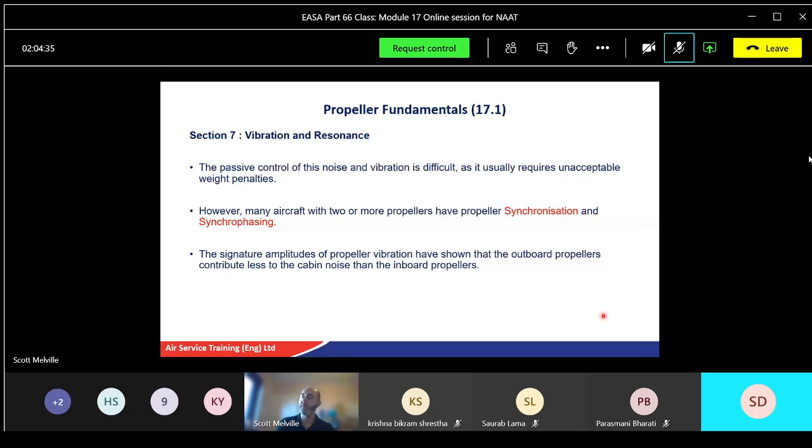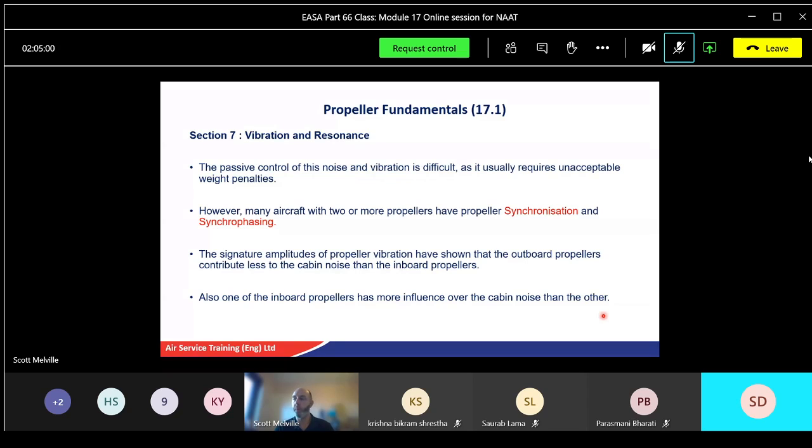The signature amplitudes of propeller vibration have shown that outboard propellers contribute less to the cabin noise than inboard. Strange enough, the engines that are further out don't give as much noise as the ones closer to the fuselage. You've got the propeller blades coming very close to contact with the fuselage. You get the buffeting effect, the turbulence of air going around there as well.